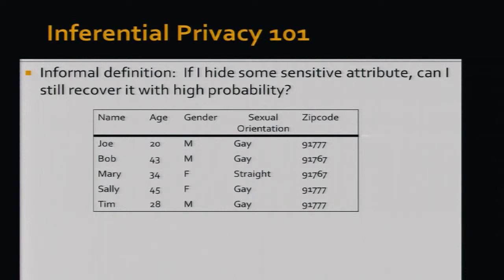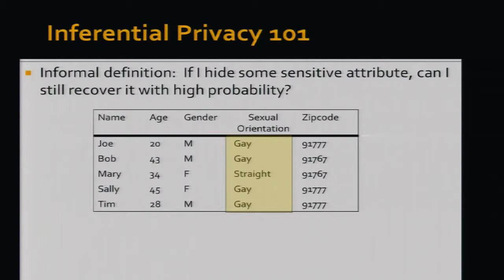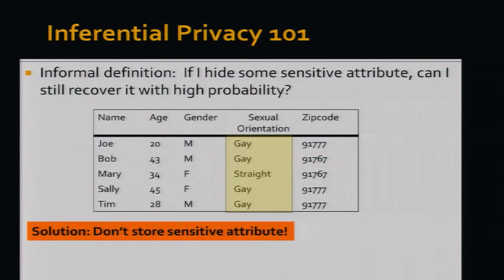So this is a totally simplistic example where I have a table, some individuals, and some attributes about these individuals. And I may say, okay, one of these attributes, say sexual orientation, is sensitive. So what do I say? The solution: don't store the sensitive attribute.